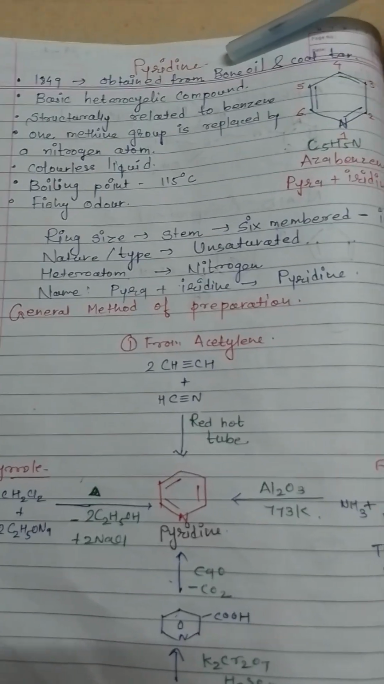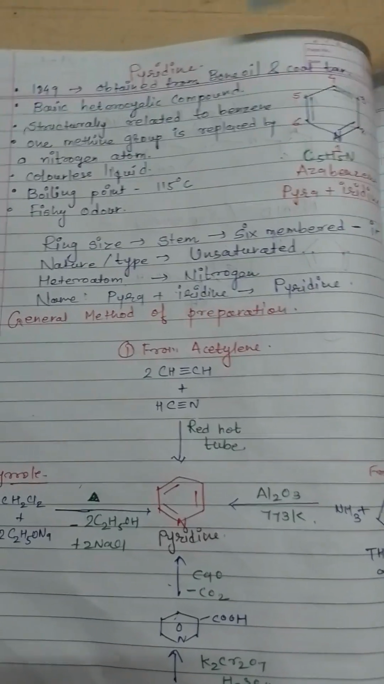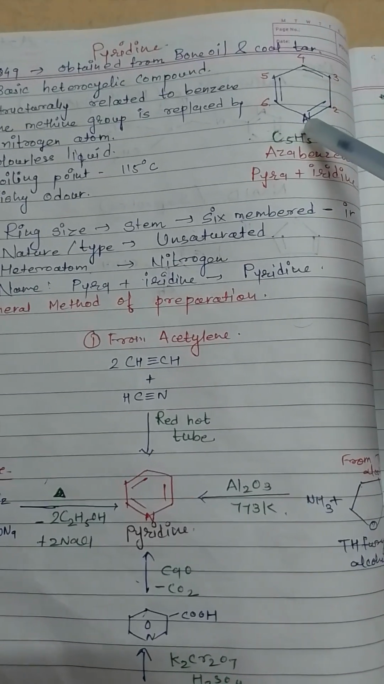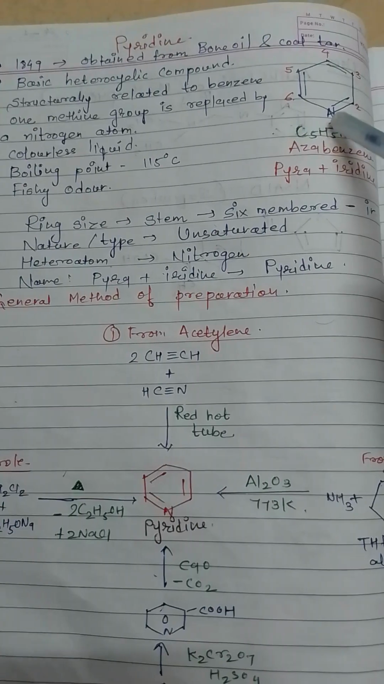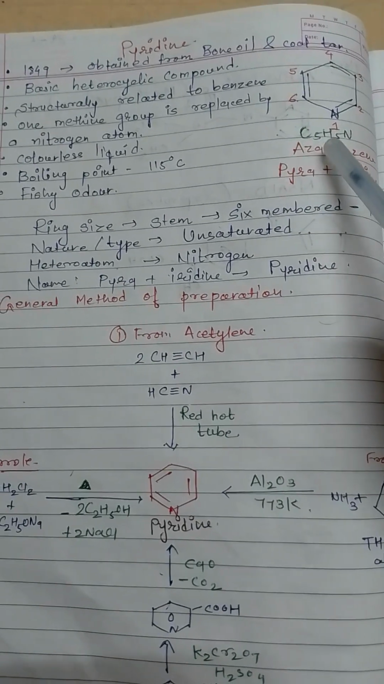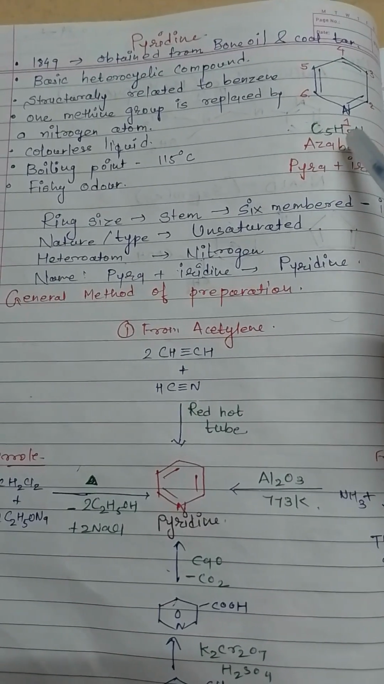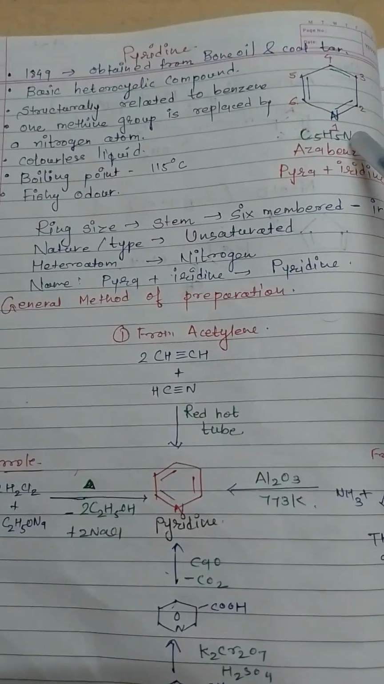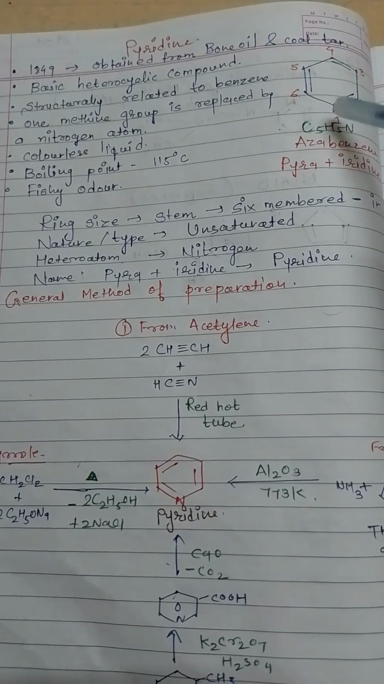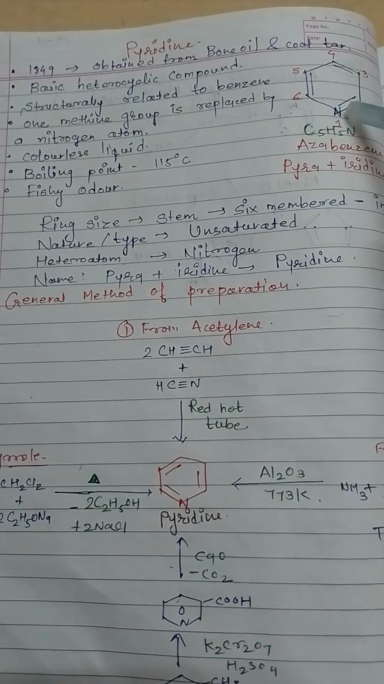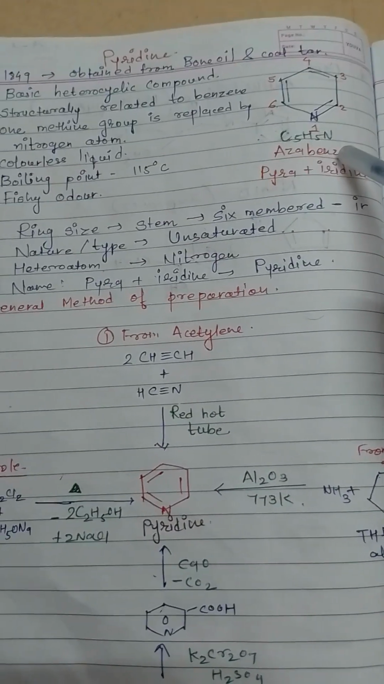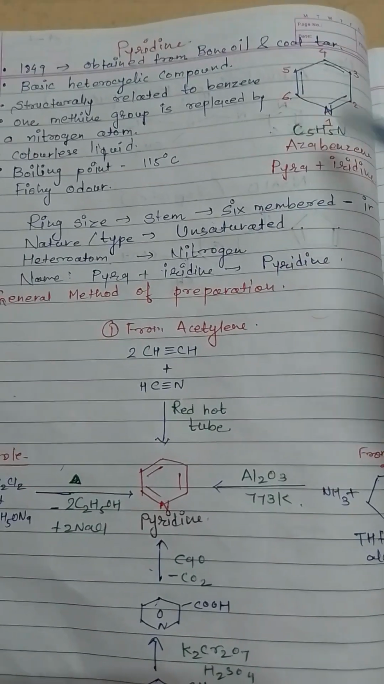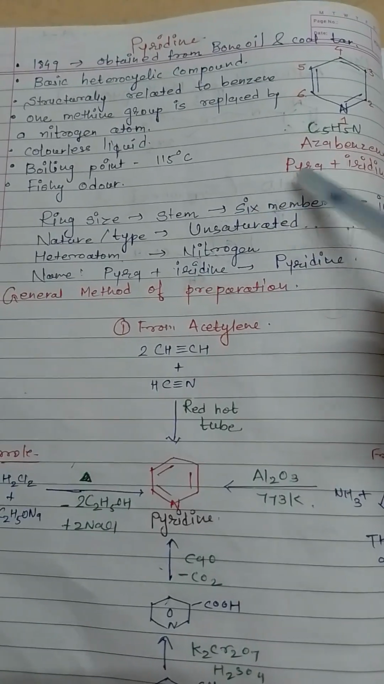This is one heterocyclic compound, that is pyridine. This is the structure of pyridine. It is a benzene ring in which one methine group is replaced by nitrogen. The molecular formula of pyridine is C5H5N. Nitrogen is called aza, so it is azabenzene, and pyra plus iridine for a 6-membered ring, that's why pyridine.